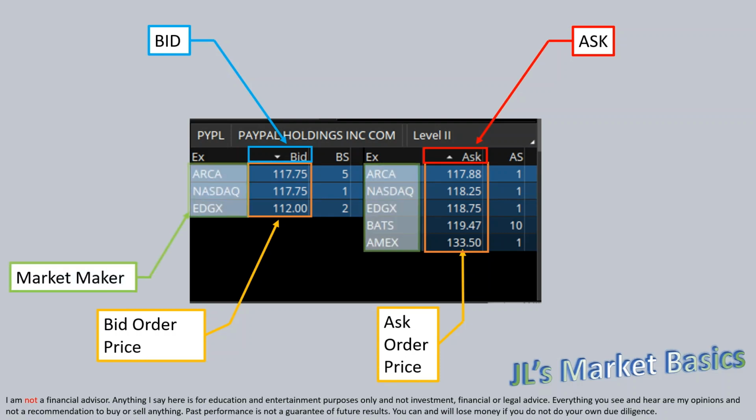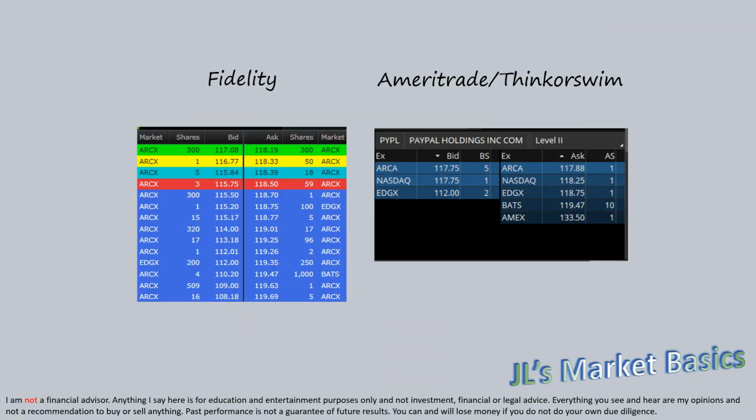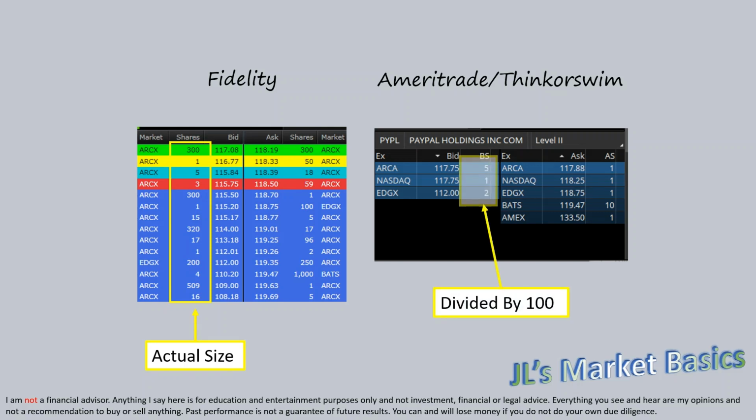It will display what market maker the order is being placed through, and it will have a section showing the size of the order. How it is displayed will vary by broker. Some will show the true count, meaning that they will show the actual number of shares in the order, and others will show it as a division of 100, meaning that if someone places an order to buy 100 shares, it will show up as 1, not 100.